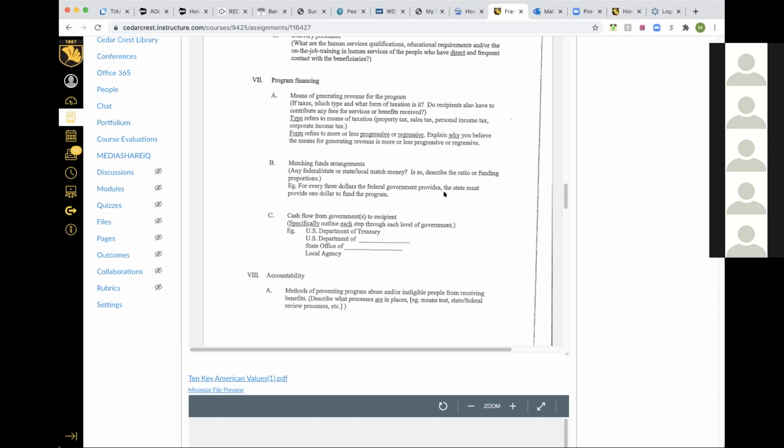Now, why would the federal government require the state to provide match monies? Anybody know the logic behind that? We're here to listen, Maynard, not talk.